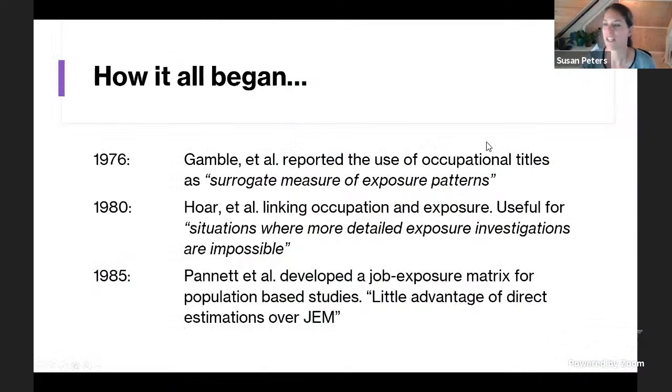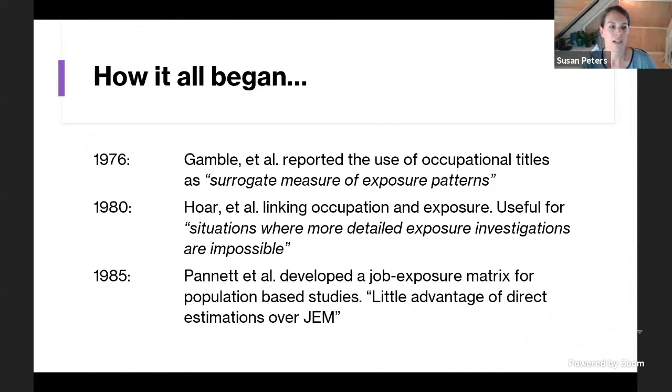So how did it all begin? Well, even before I was born, so it's a while back. Gamble et al. reported the use of occupational titles as a surrogate measure of exposure patterns, which was not a JEM as such yet, but it was one of the preceding efforts.